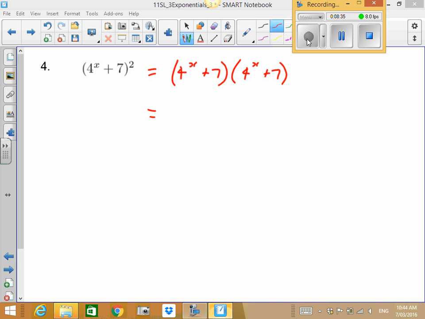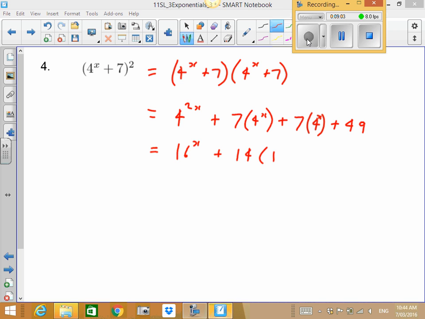Using the FOIL method, multiply the outside terms, 4 to the x times 4 to the x is 4 to the power of 2x, plus 7 lots of 4 to the x, plus another 7 lots of 4 to the x, plus 49, which equals 16 to the power of x, plus 14 lots of 4 to the x, plus 49.